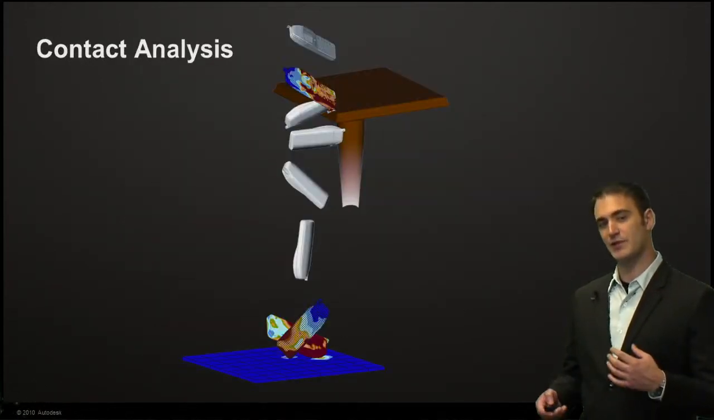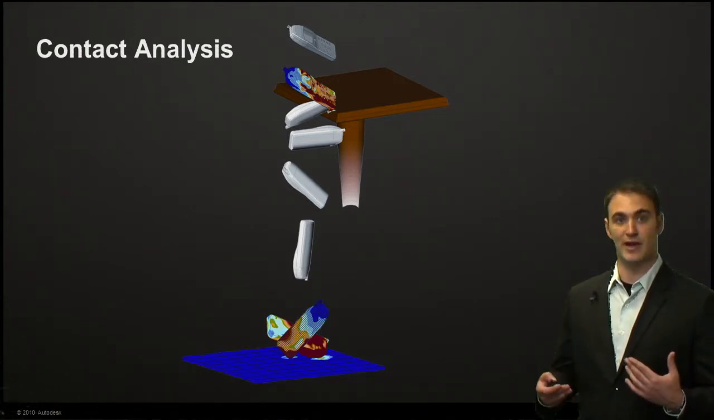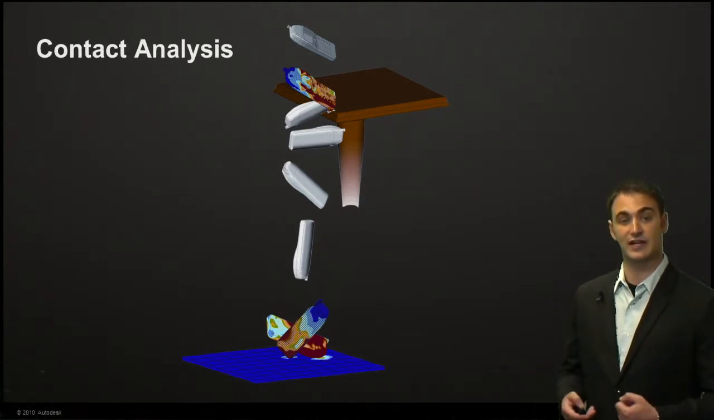Not only can you do that, but these parts can also move. So moving at one speed versus another is going to cause different results because motion, velocity, momentum, acceleration are all integrated into the solution. That enables you to do things like contact analysis.